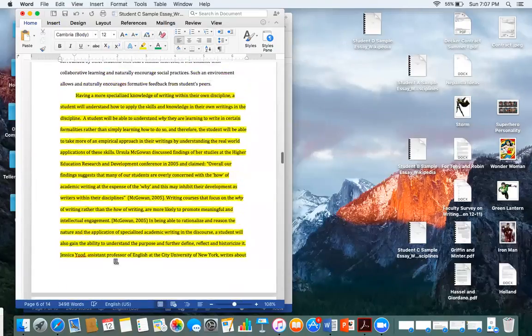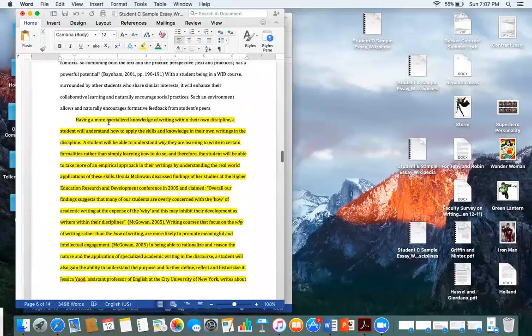So let's go back and look. It seems like this paragraph, from the first and second sentence, is really about this idea of understanding writing in that specialized context and why that's important. The student first starts by talking about this idea of the why and how. Students want to know how you do something, not why you do something. And what happens, according to the research the student brings up, is that there isn't great transfer of skills. We just learn how to do it in one class, but not another class, right? Okay, so it inhibits their development as writers.